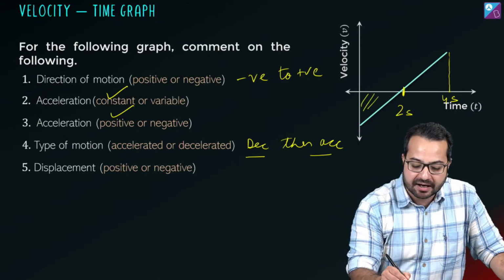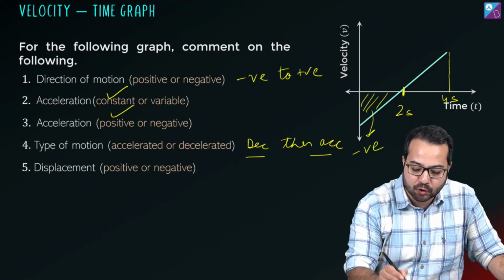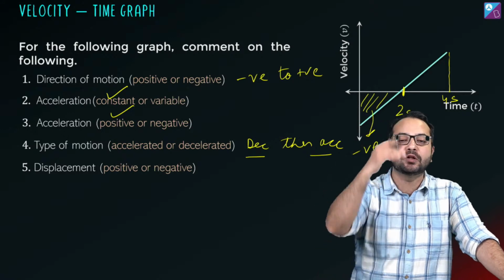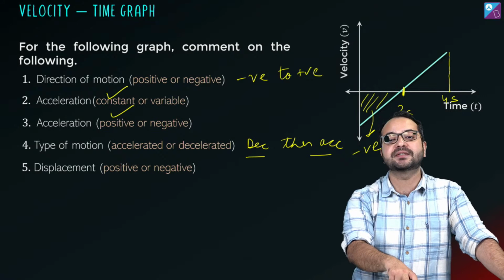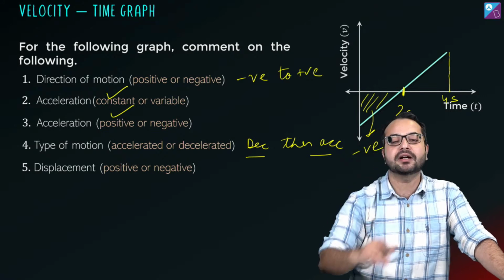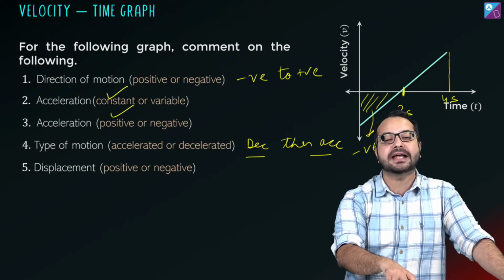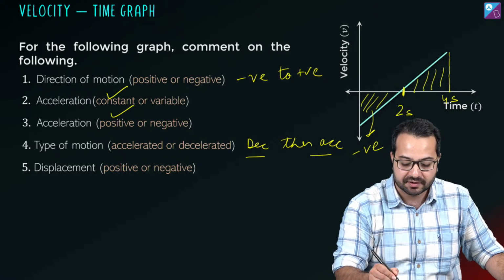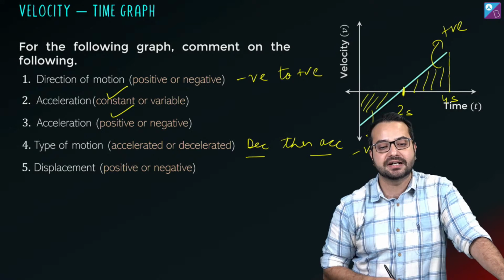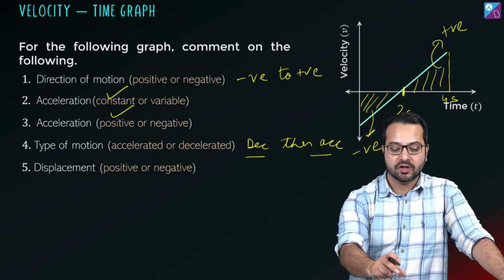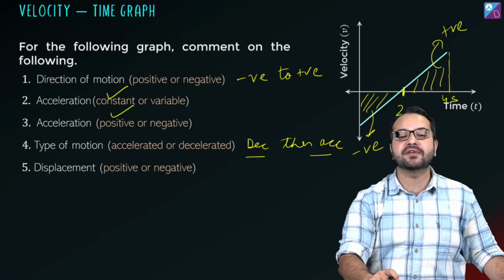So this area is going to be what? This area is going to be negative because it is below the t-axis. So we'll say this is negative displacement. Correct? It is below the t-axis. That's why we are calling it the negative displacement. It is above the t-axis, so we are calling it positive displacement. Is that correct? Okay? So negative displacement, positive displacement.